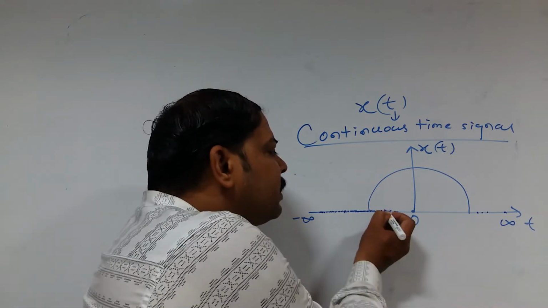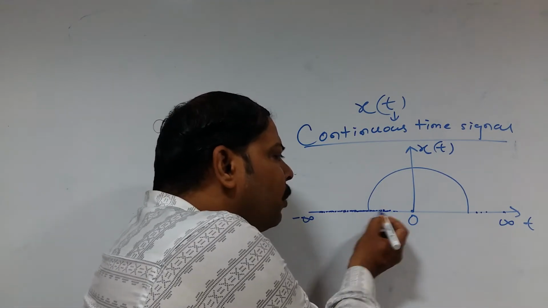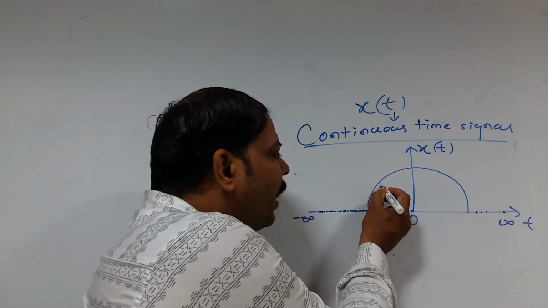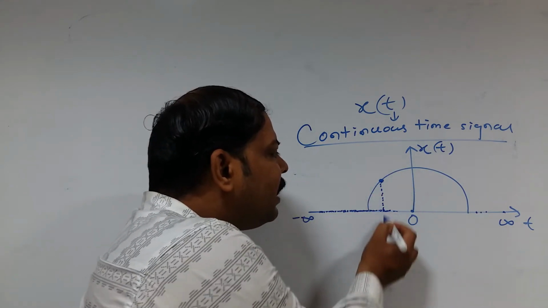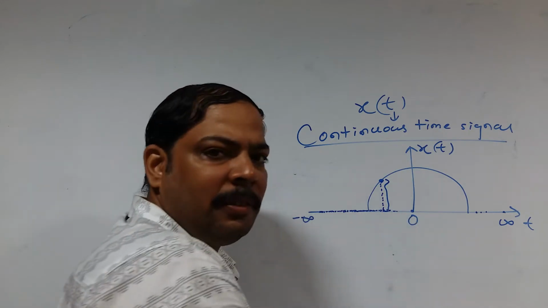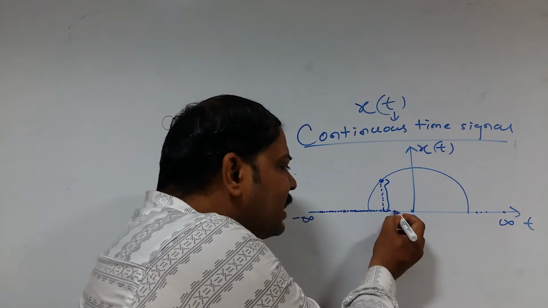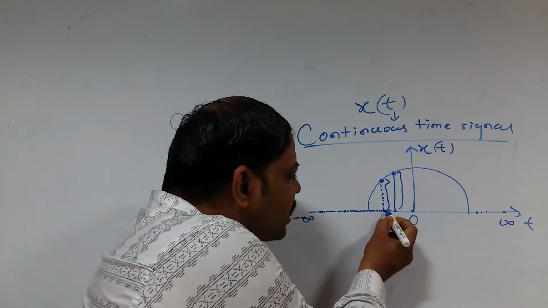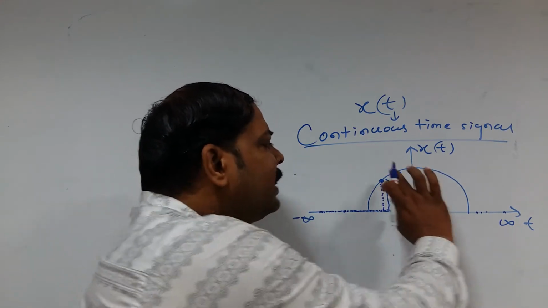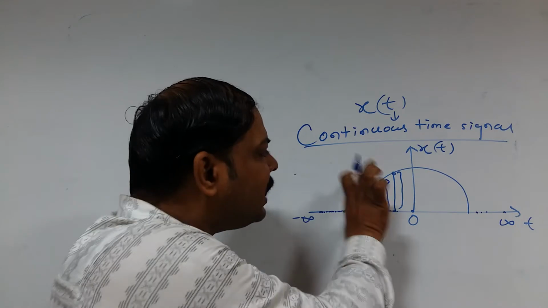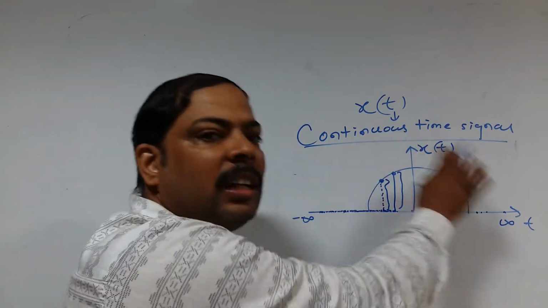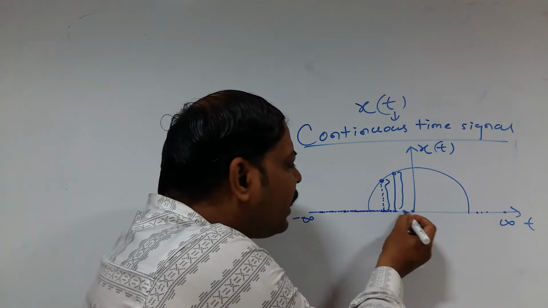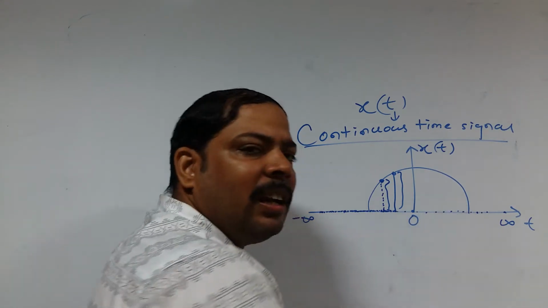Now let us consider this point over the time axis. That means you consider this time. At this time, this is the value of the signal. At this time, this is the value of the signal. That means any time you consider, you can say the value of the signal. The value of the signal exists in this plot. So each and every time you can say the value of the signal.